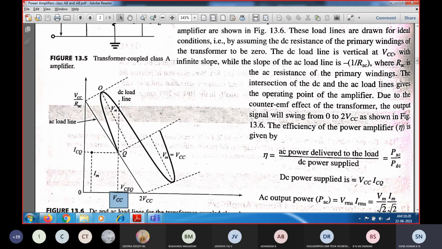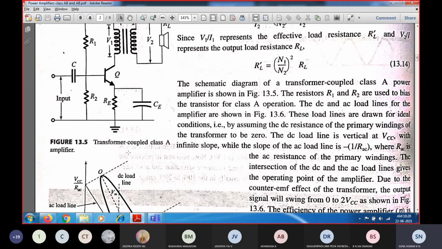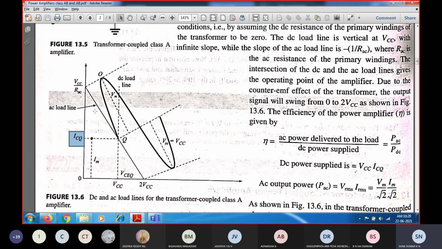At this corresponding point, as we have seen in the previous case, the voltage is equal to VCC, the DC supply voltage, and ICQ is the current. Now if you consider the AC characteristics, the AC load line will have a slope of minus 1 over RL. At the intersection of this AC load line and the DC load line, we select the Q point, the operating point.